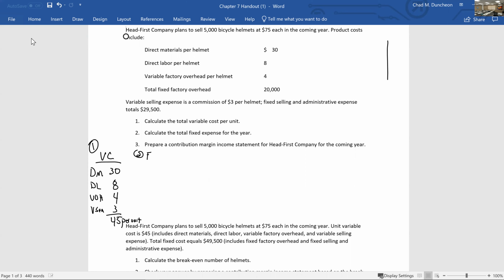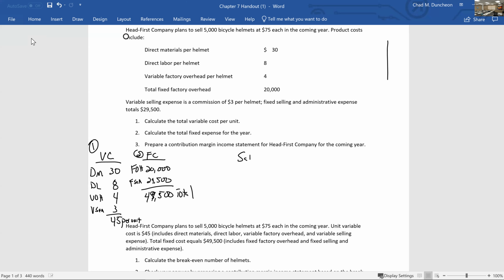For number 2, calculate the total fixed cost. So we have 20,000 fixed overhead. We had fixed selling and admin of 29,500 for a total of 49,500 total. And finally, prepare a contribution margin income statement.